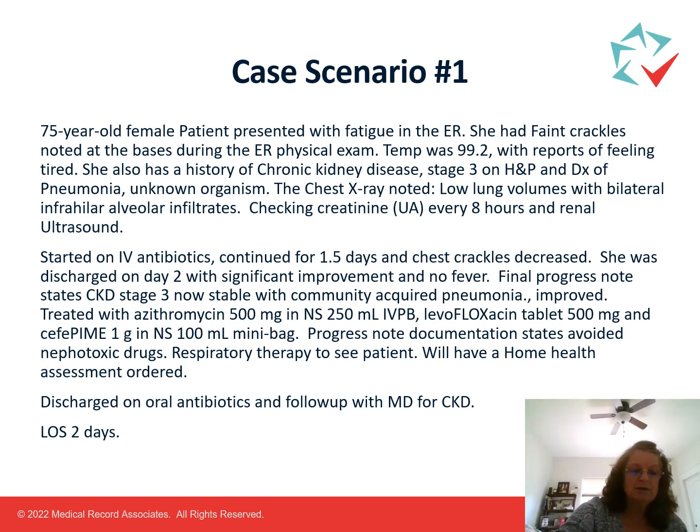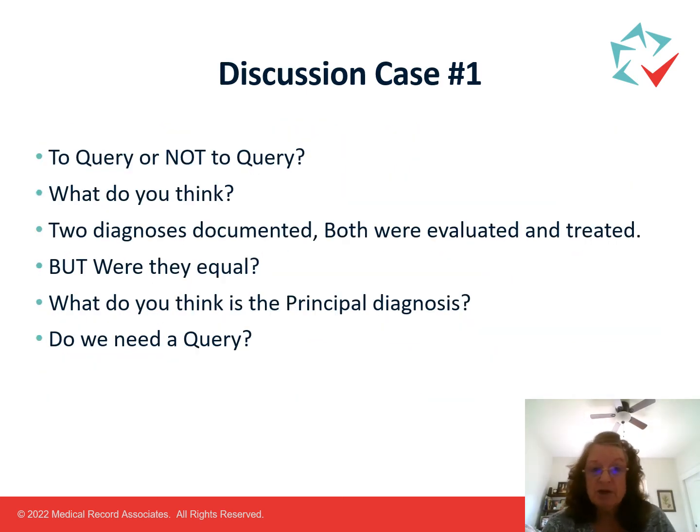So what are you thinking? Well, before you jump at anything to query, you have to ask the question: to query or not to query? What do you think about here? We know that the patient had some problems in the respiratory system. They had a pneumonia, and they have the current condition of chronic kidney disease stage 3, and it's moderate. Our official coding guidelines tell us that two diagnoses can equally meet the definition of principal diagnosis. So were they equally met? You have to ask that question.